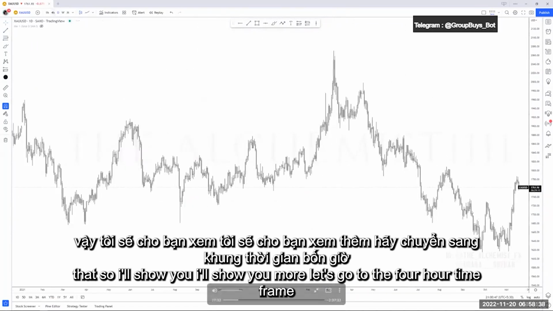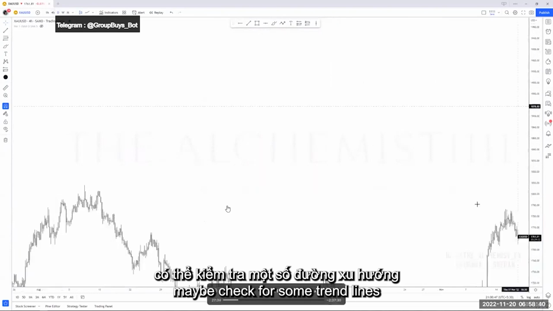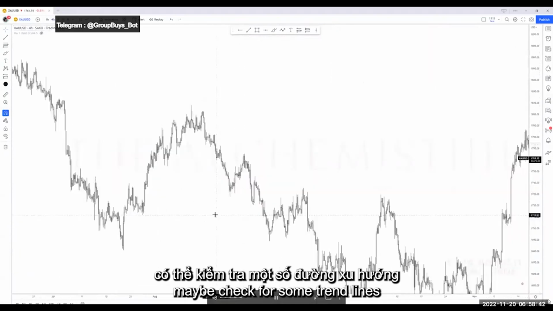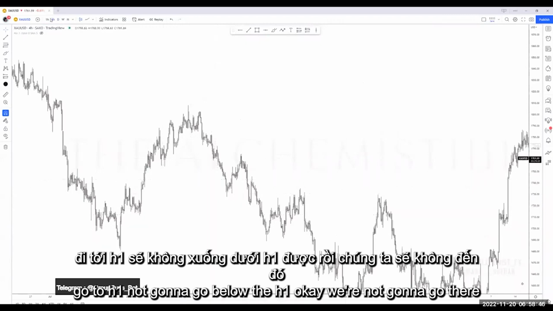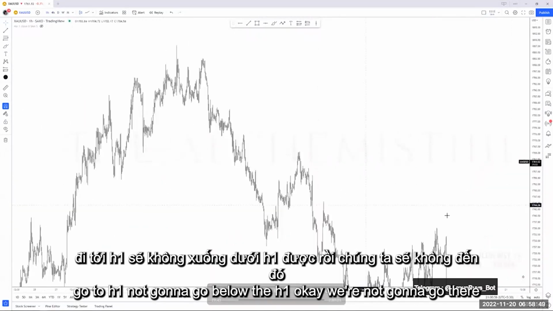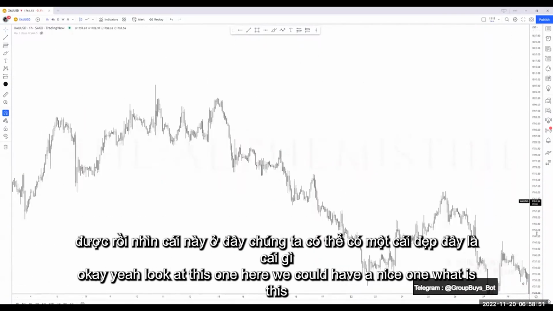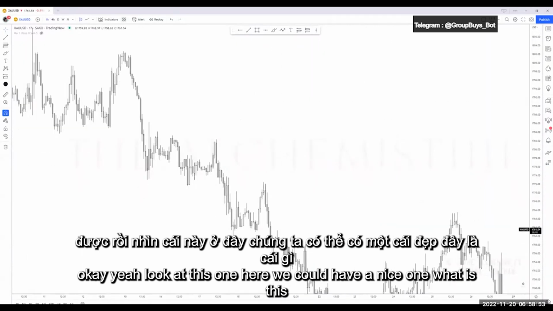So I'll show you more. Let's go to the 4-hour time frame, maybe. Check for some trend lines. Go to the H1. Not gonna go below the H1. Okay, we're not gonna go there. Yeah, look at this one. Here we have a nice one.